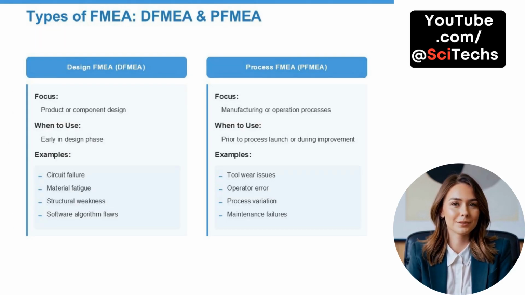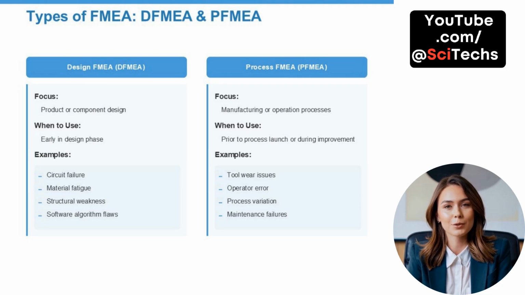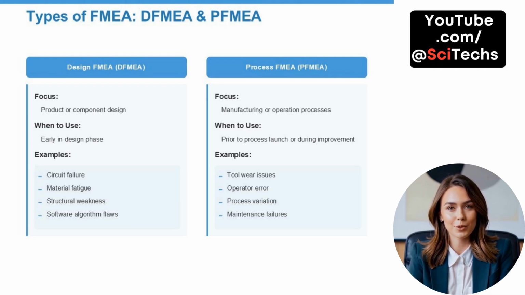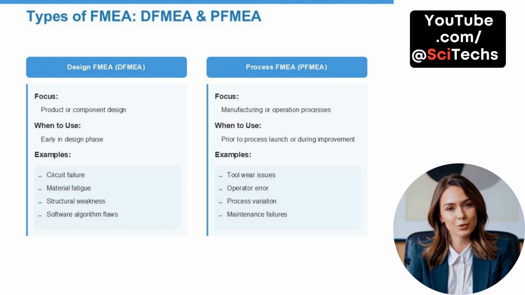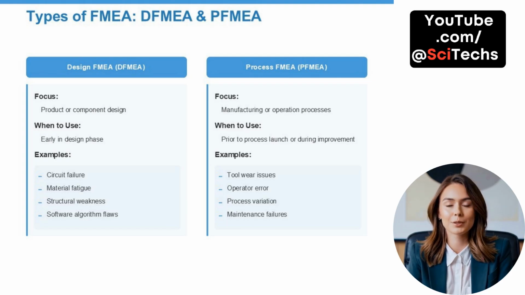Types of FMEA: DFMEA and PFMEA. There are two main types of FMEA: Design FMEA, or DFMEA, and Process FMEA, or PFMEA. DFMEA focuses on the design of products or components. It is typically performed early in the design phase, before prototypes are even built. Examples of design issues include circuit failures, material fatigue, structural weaknesses, or software algorithm flaws. By identifying these early, engineers can adjust the design to eliminate or reduce risk.